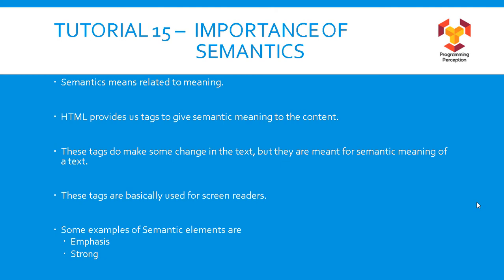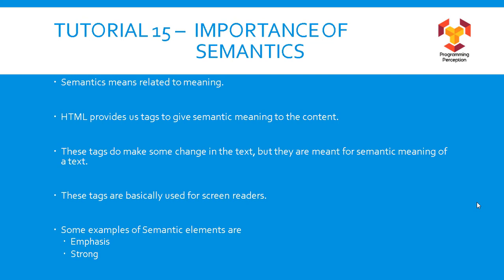Now HTML provides us tags through which we can provide semantic meaning to the content. What I mean is the name of the tag is according to the purpose of the tag. For example, a tag named form is used to create a form in HTML. A tag named table is used to create a table in HTML. Similarly, these tags are semantic tags which provide some semantic meanings to them.